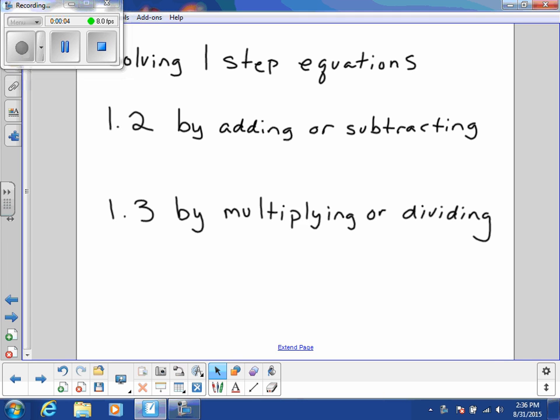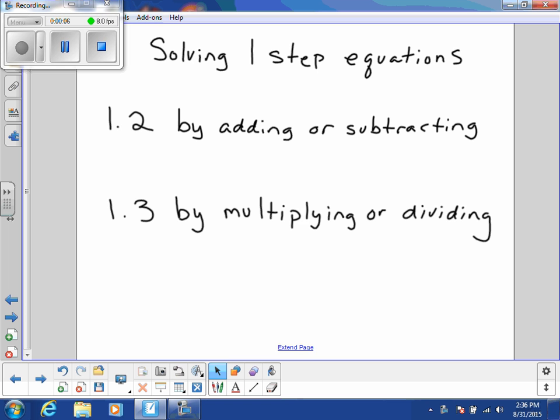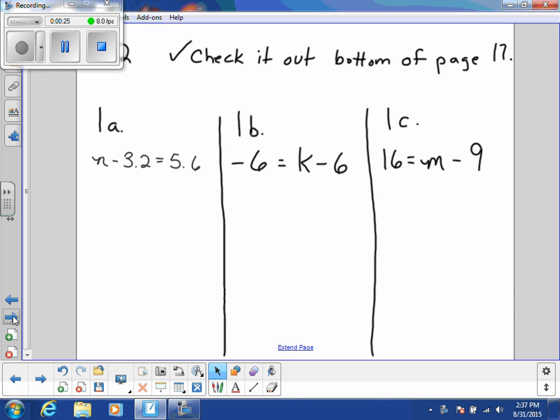This is video 3, solving one-step equations, and it covers two sections in your textbook. Section 1.2 is solving one-step equations by addition or subtraction. Section 1.3, we're going to solve one-step equations by multiplying or dividing. It'll be up to you, the student, to look at an equation and make the right decision about what to do.